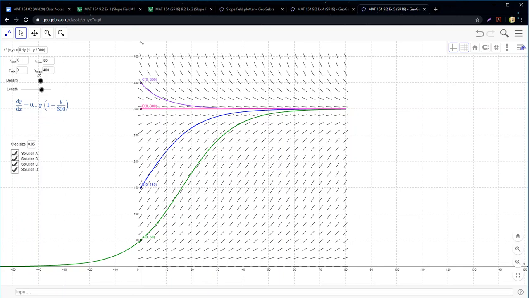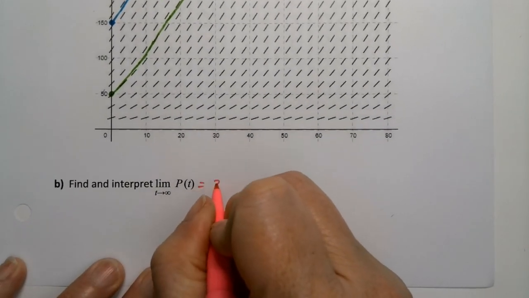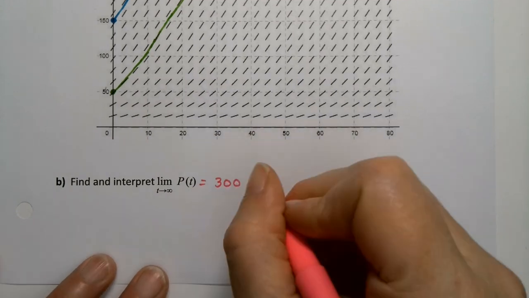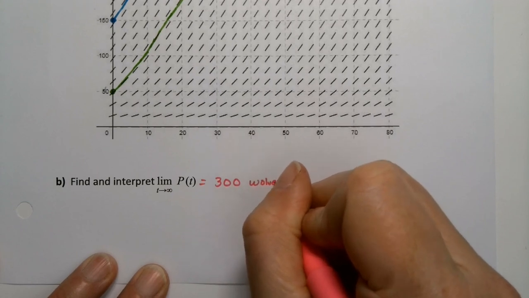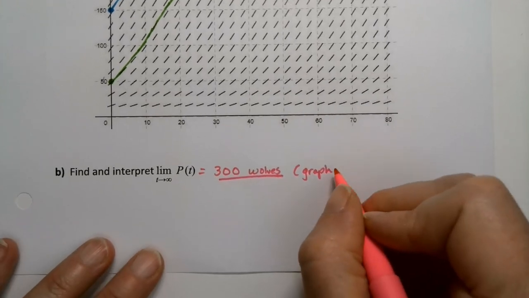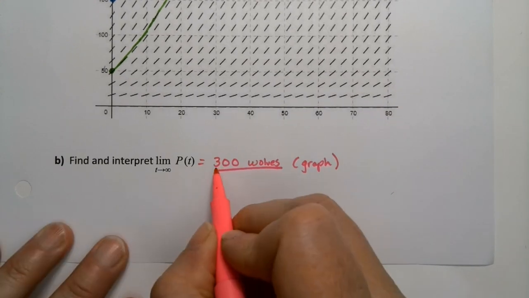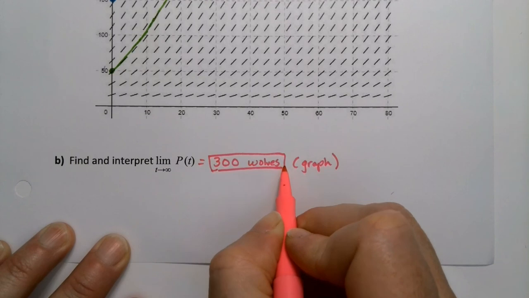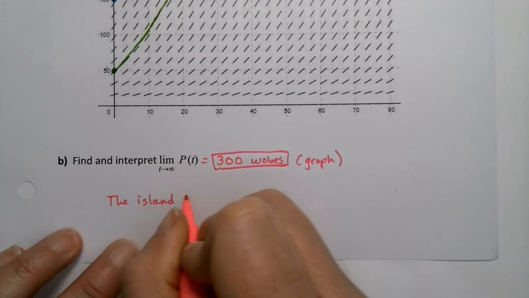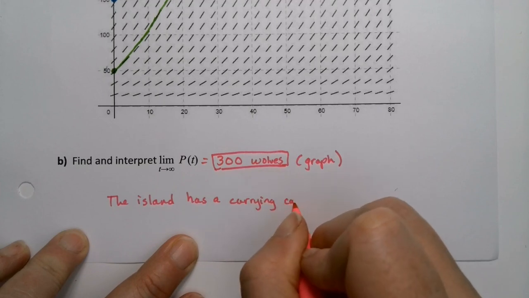So we want to find and interpret that limit. So the limit of P of t is 300. Of course, we're not finding this analytically. We're finding this from the graph, because we don't have the tools in our toolkit to be able to find this analytically in a Calc 2 class. You will find it analytically in differential equations. So it's 300. And I'm kind of giving away the store as to the interpretation part, which is the island has a carrying capacity of 300 wolves.